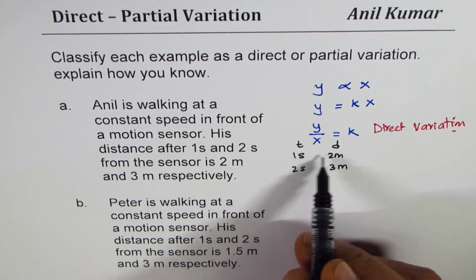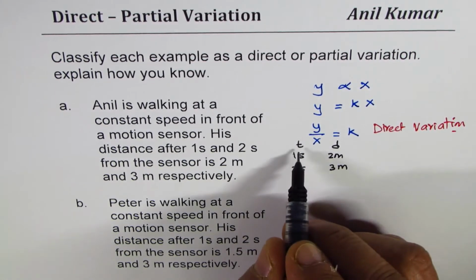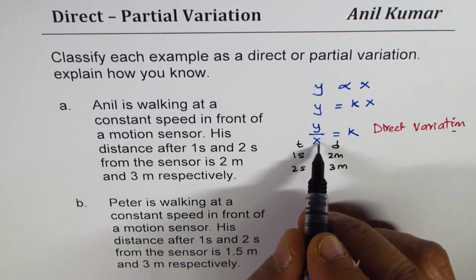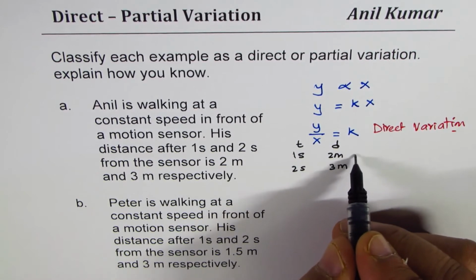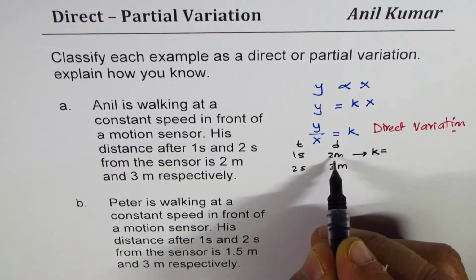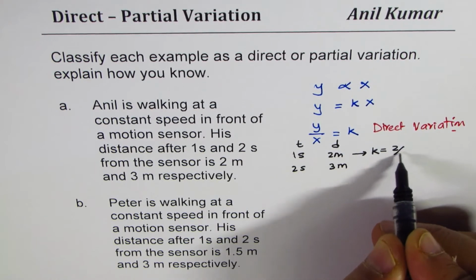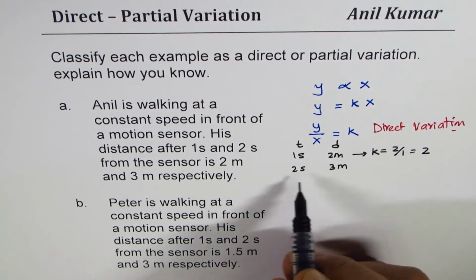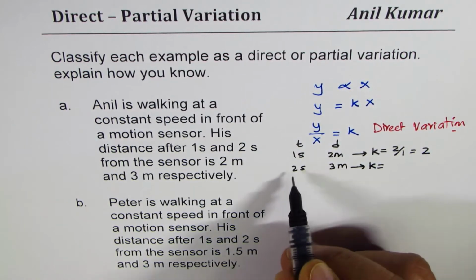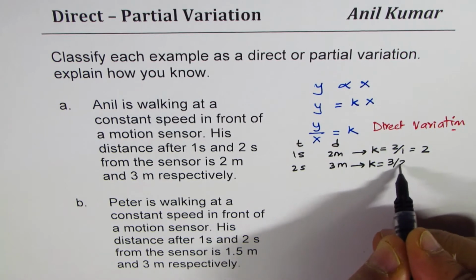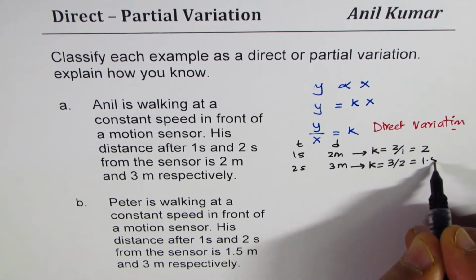2 divided by 1. Time is independent, represented by x. Dependent variable is distance, right? So this results in k equals 2 divided by 1, which is 2. And here, what do we get for the value of k? k equals 3 divided by 2, which is 1.5.